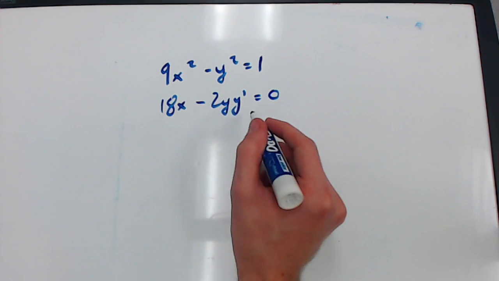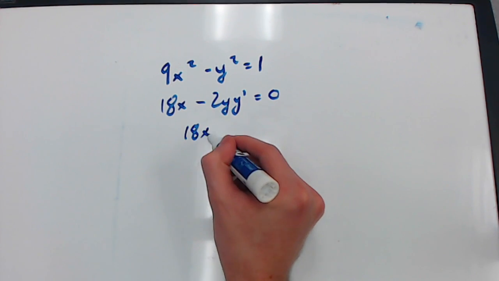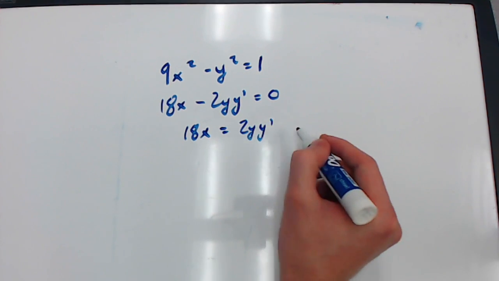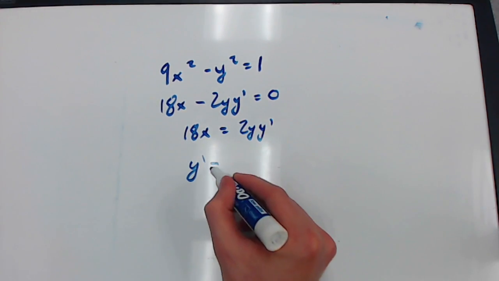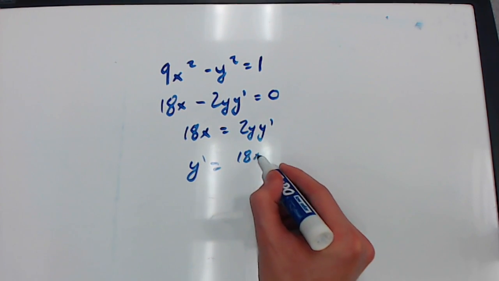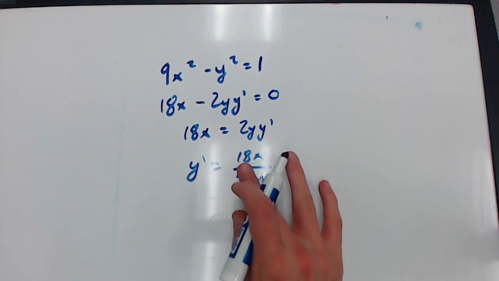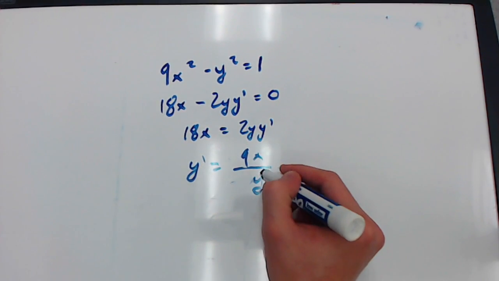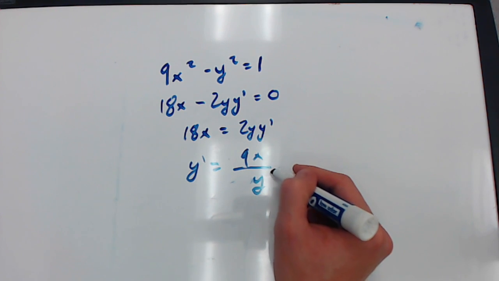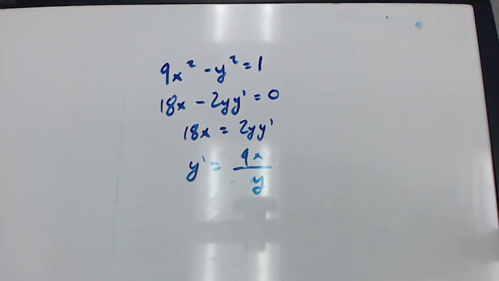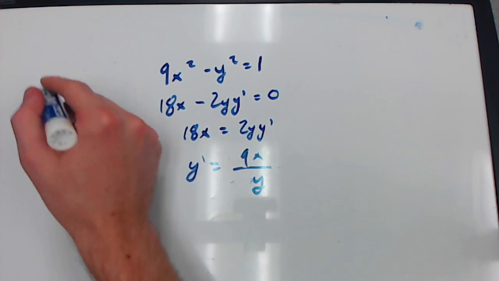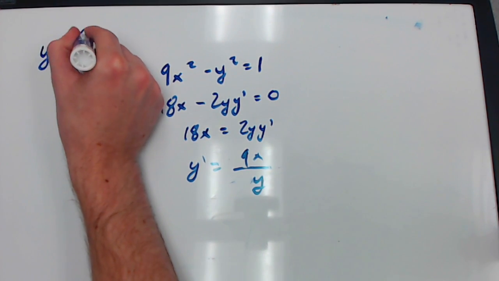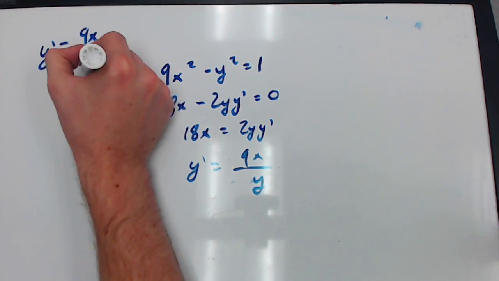Okay, isolate our y prime. So we'll get 18x is equal to 2y prime, divided by 2y, and we'll get y prime is equal to 18x divided by 2y, or in other words, 9x over y. Now when we take the second derivative, I'm going to write it up here, we know that our first derivative is equal to 9x over y.